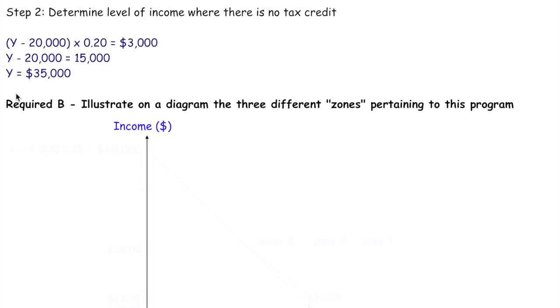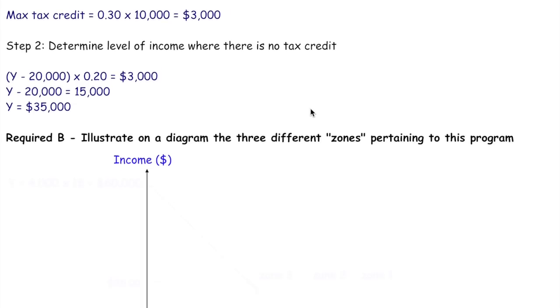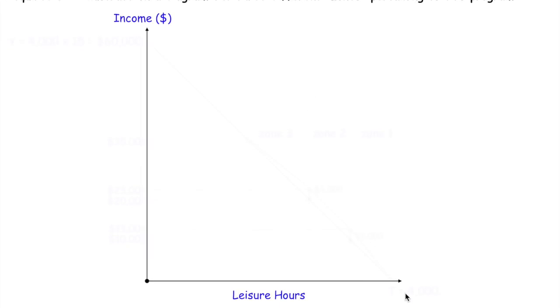In this example, we're told that the individual has a maximum of 4,000 leisure hours available per year, and that they're earning a wage of $15 per hour. Using this information, we should have the ability of coming up with the intercepts of our budget line. So on the x-axis, the intercept is going to be at 4,000, and on the y-axis, we're going to have 4,000 times 15, or $60,000 of income. And this should be pretty intuitive.